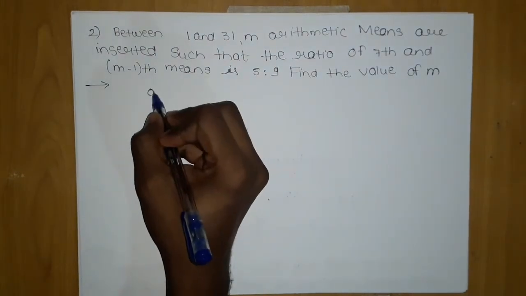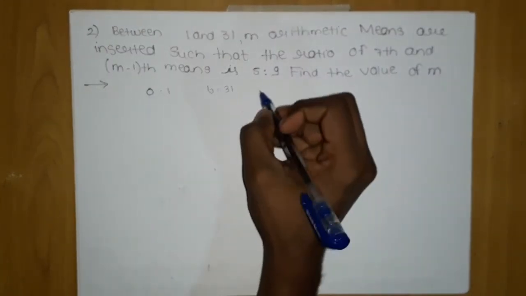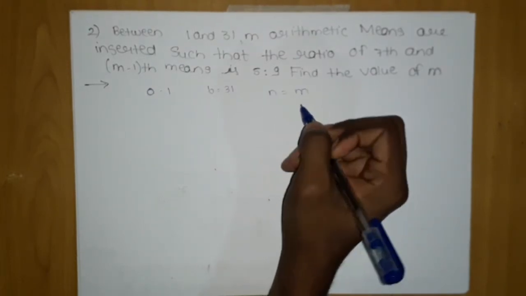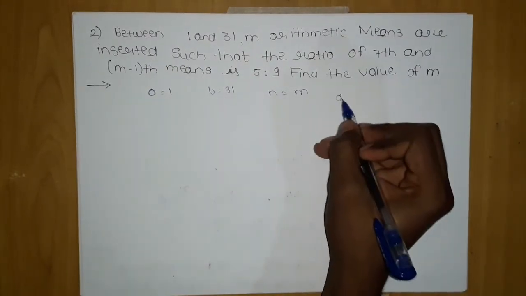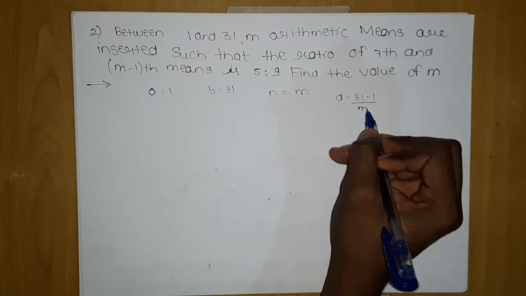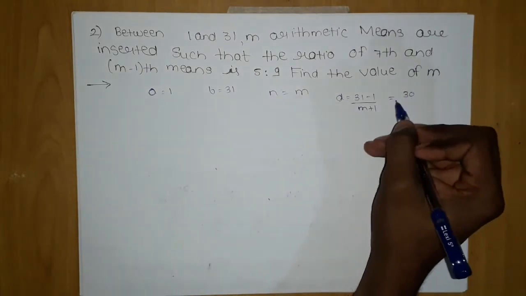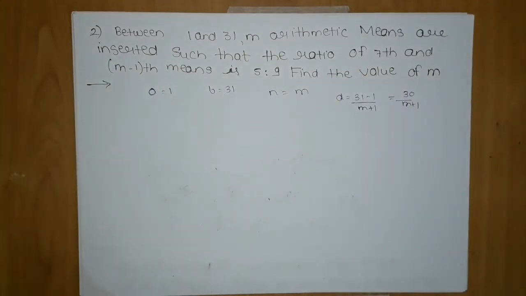A is what? 1. B is what? 31. How many arithmetic means? n is what? m. Okay, so the main task is done. The main thing is finding D. D is what? 31 minus 1 upon n plus 1, which is m plus 1. Okay, so what we have got? 30 upon m plus 1 is our D. Okay, we got the D.